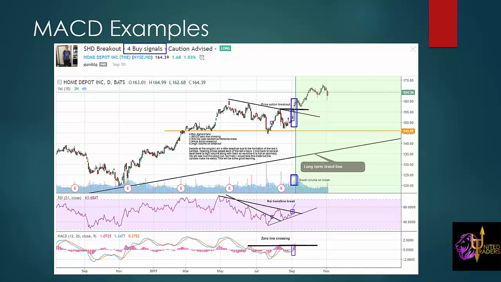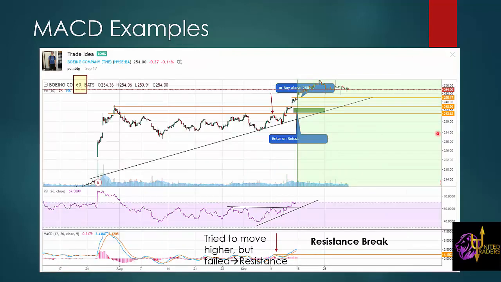And notice when it did finally move higher, we broke this all-time high right here. That's kind of where it stalled out. It's kind of stalled out at this all-time high right here, right? Kind of stalled out right here, and then we did move higher. But that zero crossing is what we're looking for.